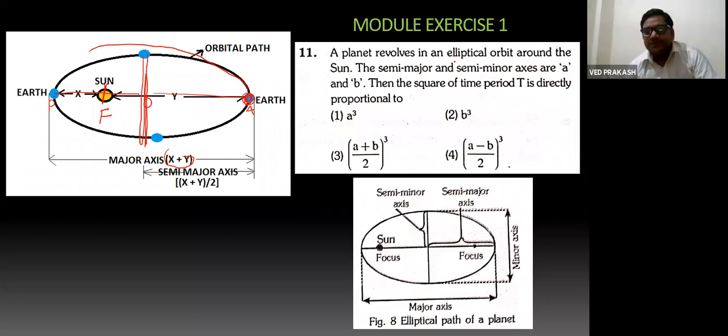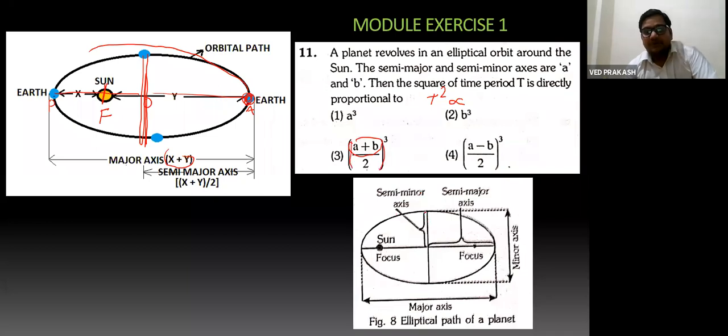Okay, so there is a question in the module: a planet revolves in an elliptical orbit around the sun. The semi major axis is A and the minor axis is B. Then the square of the time period is directly proportional to, as we know, the square of time period is directly proportional to the cube of mean separation. So mean distance is (A plus B) by 2, cubed. So this third option will be correct.